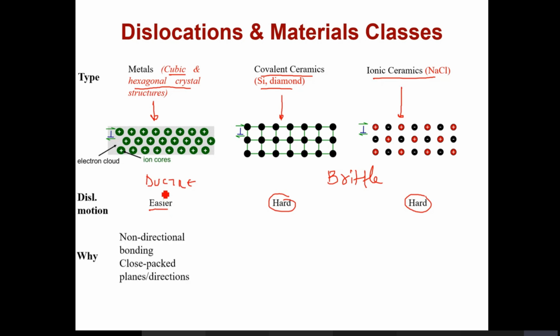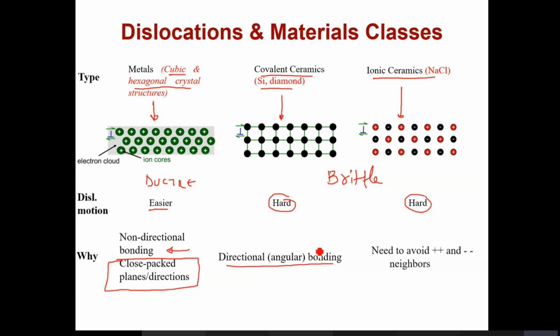Why is it easier? Because metals normally have non-directional bonding and they have close-packed planes and directions available. It is difficult in covalent ceramics because you have directional or angular bonding, and it is difficult in ionic ceramics because you have to avoid the positive and negative charges which exist in the neighborhood.